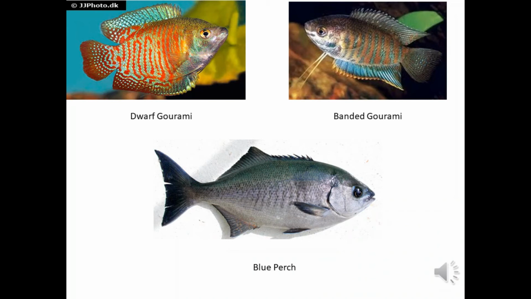And the last is the blue perch. Blue perch has a compressed, oval body with a blunt head and small mouth. The top of the body is dark, mostly blue in color, shading to blue-gray on the sides, and it has a white underbelly.